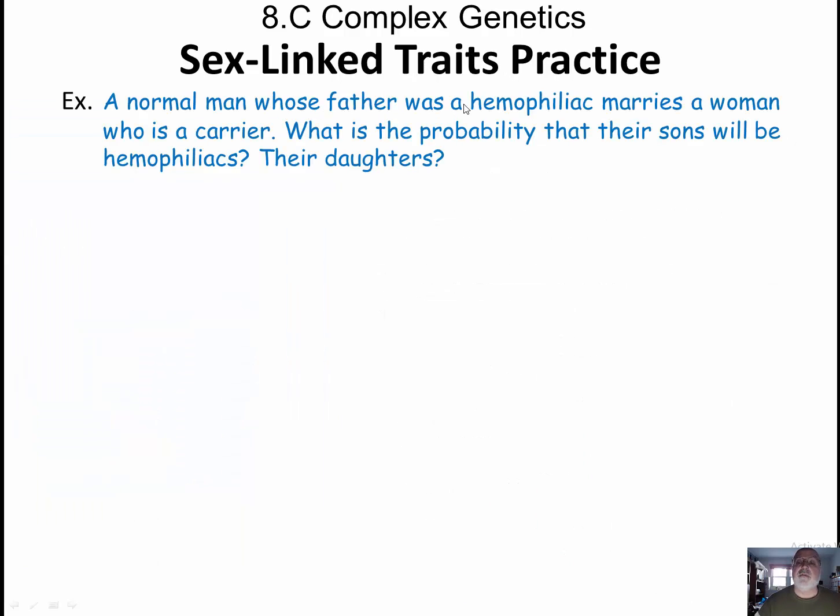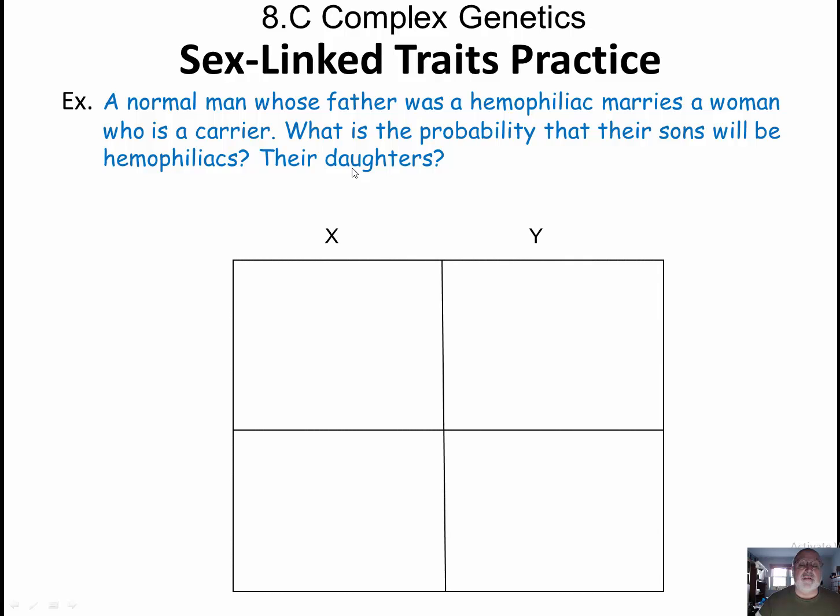A normal man whose father had the disease marries a woman who's a carrier. What's the probability the sons will be hemophiliacs? And then what about their daughters? We have a normal male up here. We have a carrier female. We can have normal, we can have normal but a carrier, we have normal, and then we have a 25% chance of having a hemophiliac son.